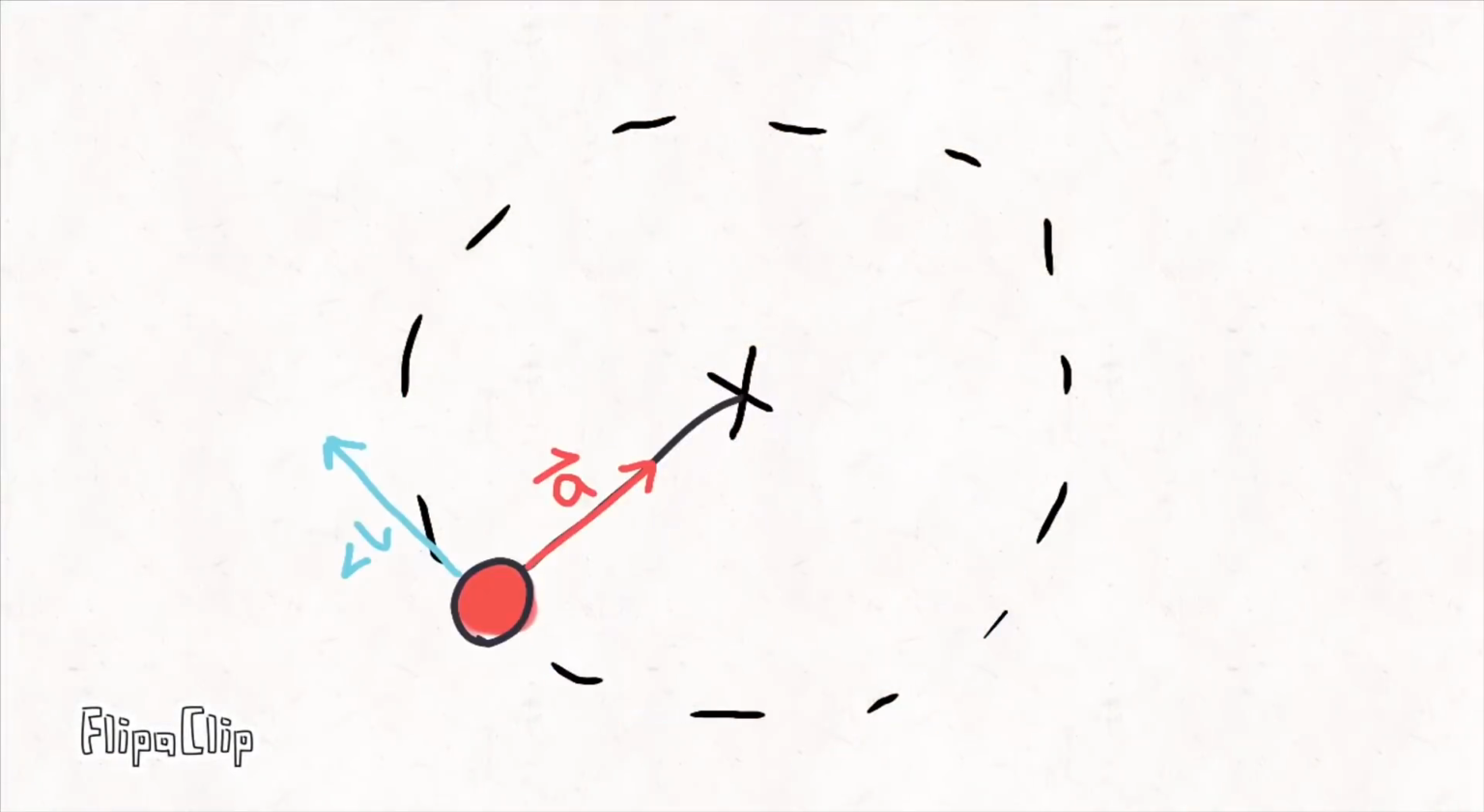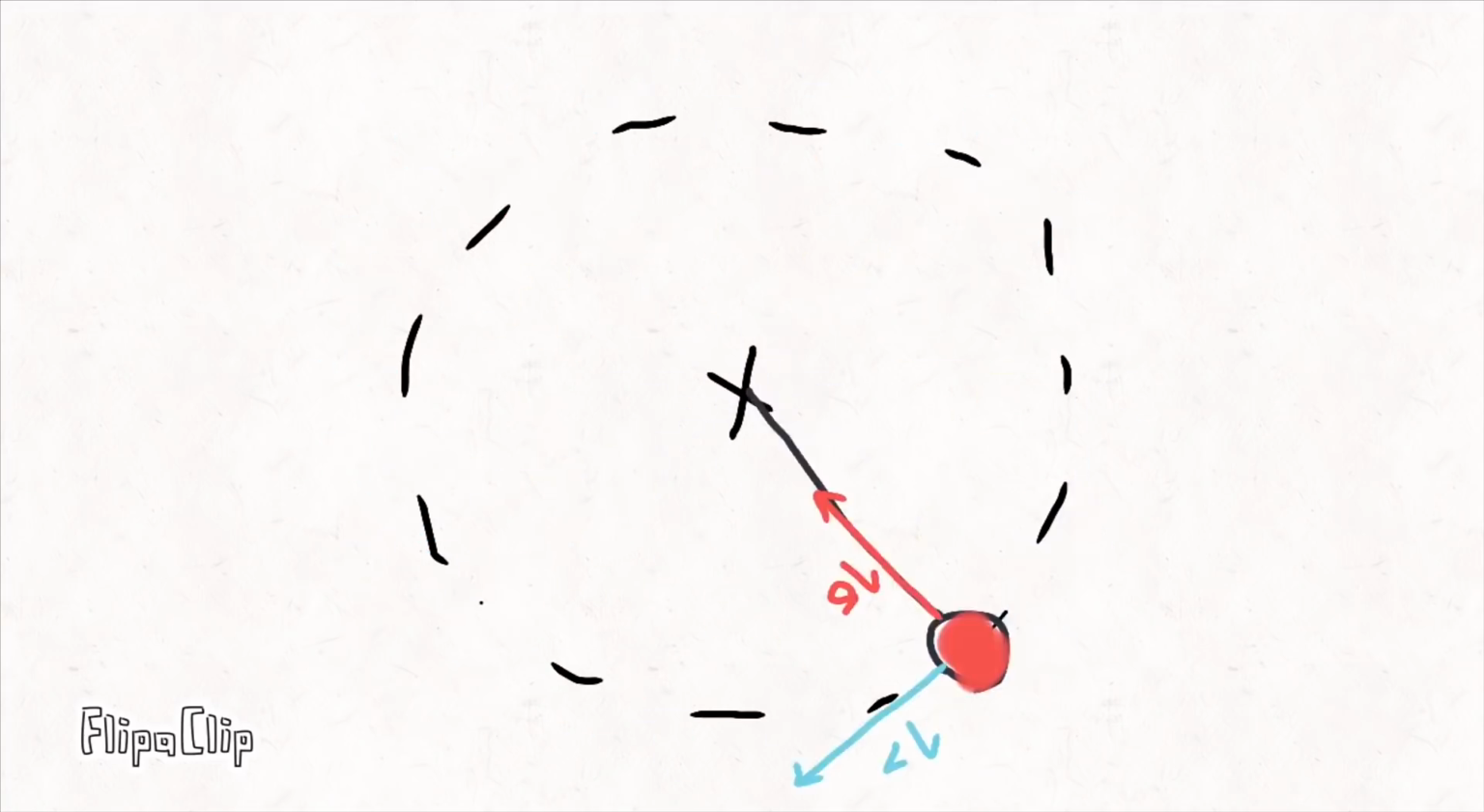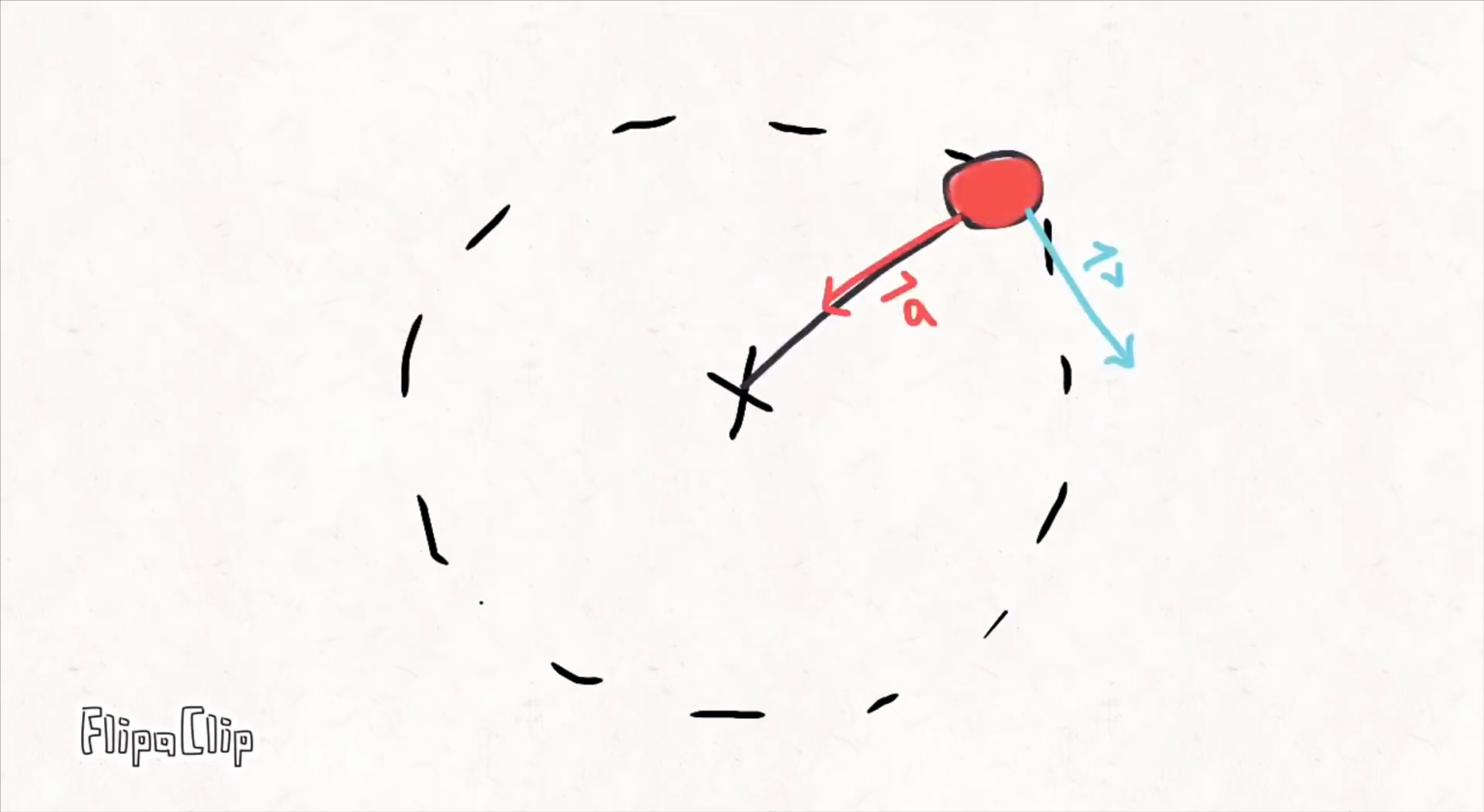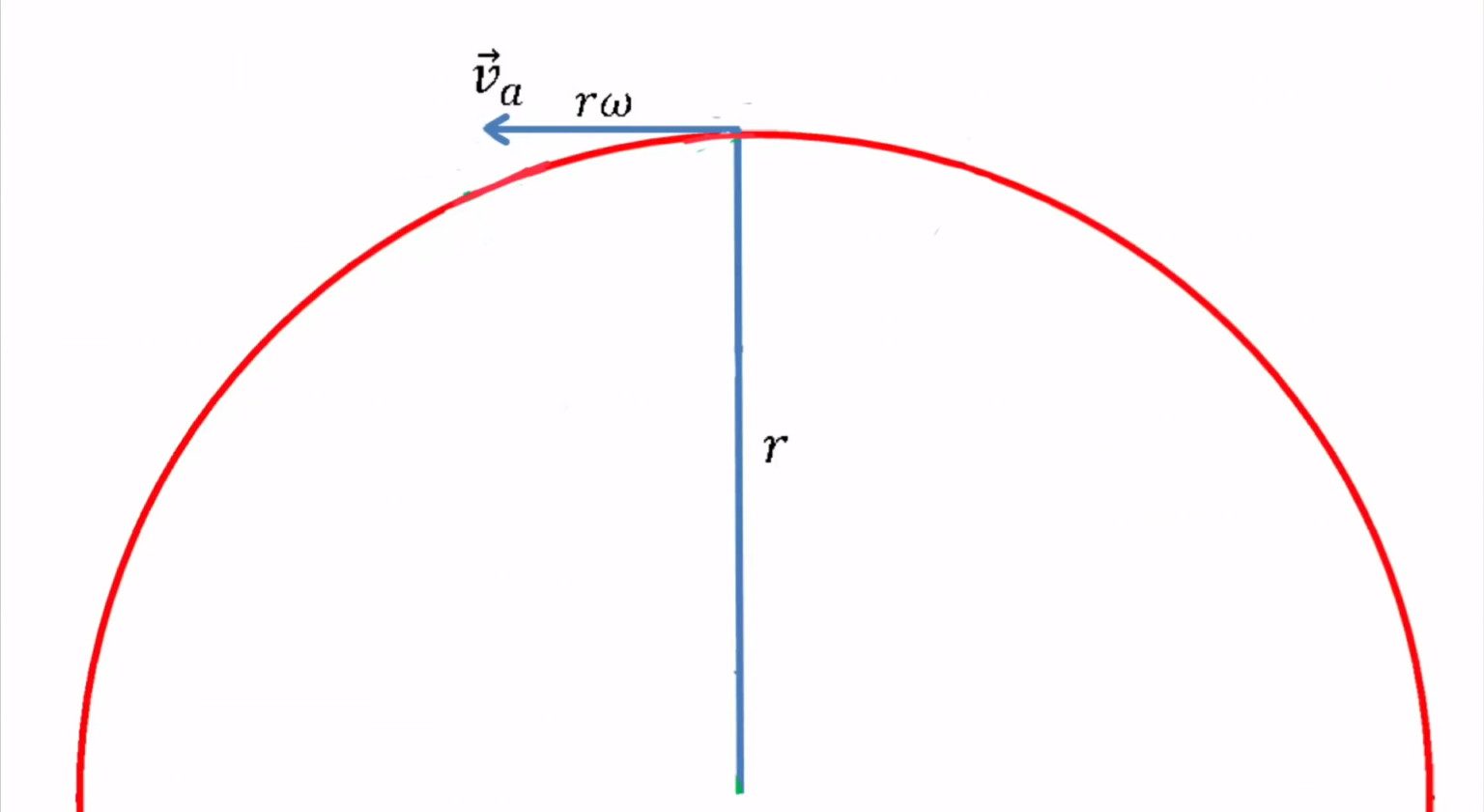And in fact, the direction of the acceleration is towards the center of the circle, in the same direction as the change in velocity. So to calculate this acceleration, we can look at one point on the circle, which we can call A. At point A, the object has a velocity of VA. After a split second, the object would have moved to point B and now has a new velocity of VB.